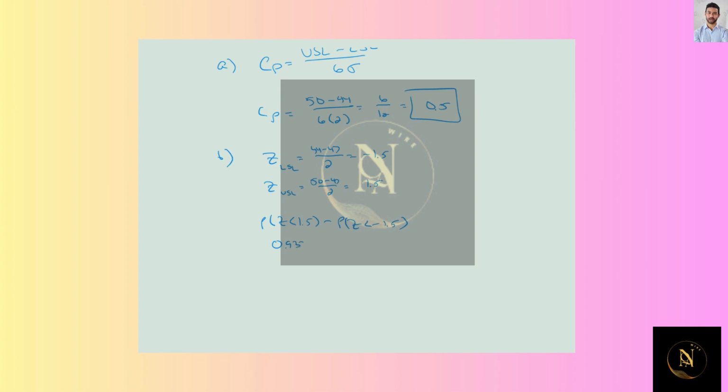That's 0.9332 minus 0.0668, and that's 0.8664. So the percentage within the limits is 86.64%.